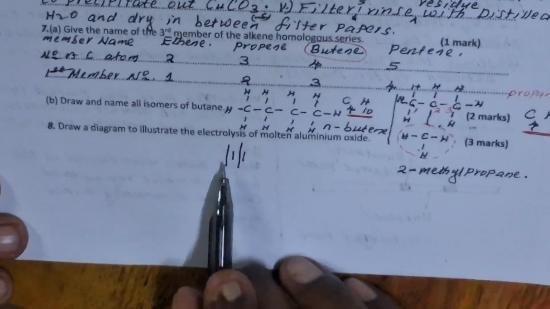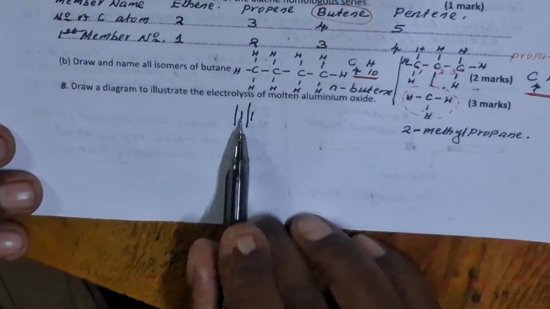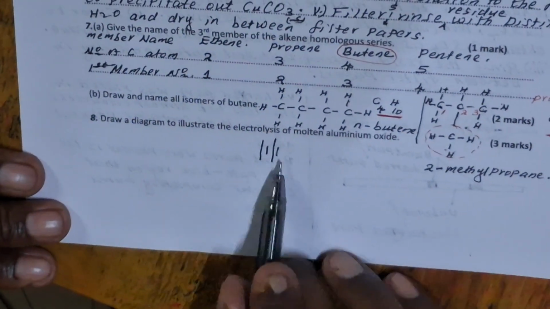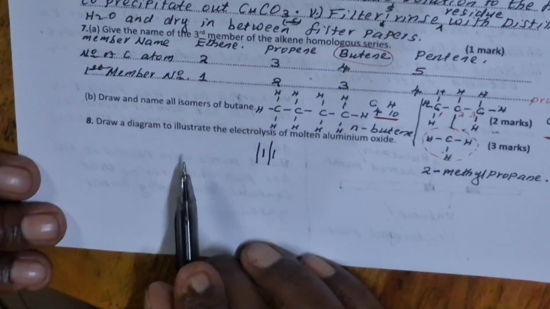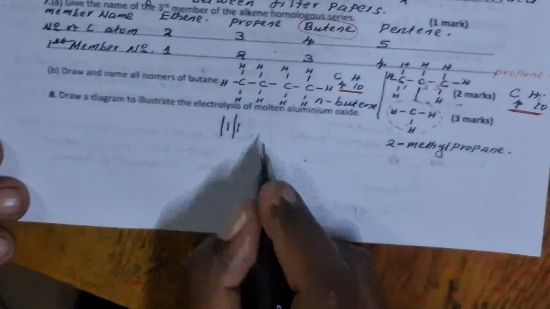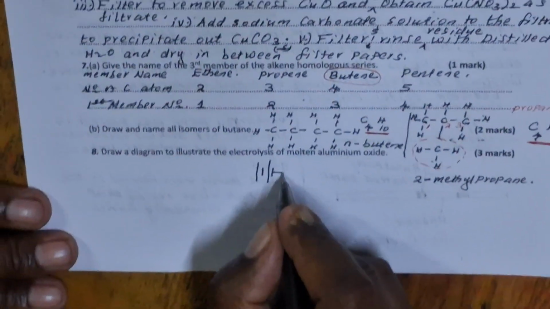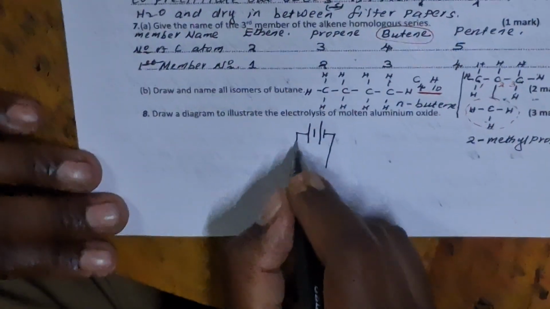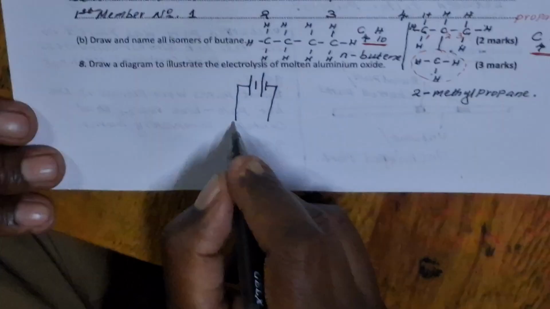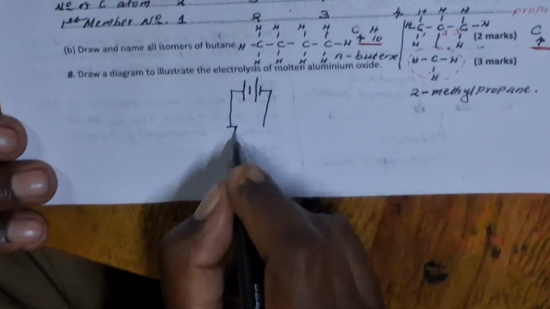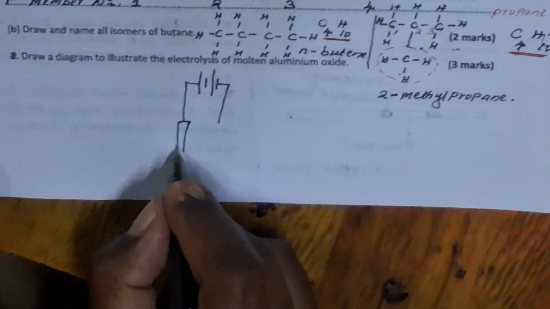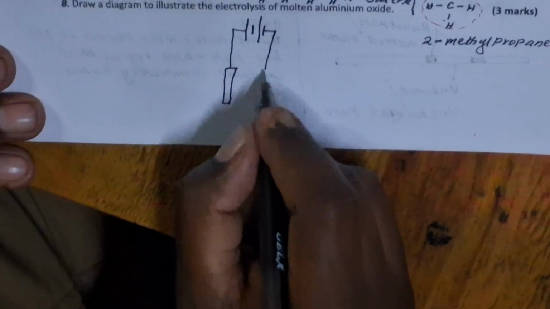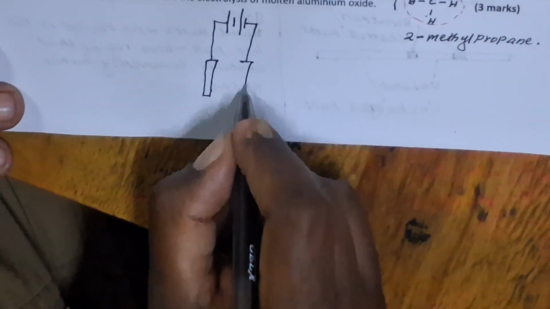One long stroke and one short stroke is one dry cell. So if we have 2 long strokes and 2 short strokes, then this is a battery: 2 dry cells which have been put together. So you draw it like that, and you move down like this. You connect it to an electrode like that. You connect this one to another electrode like this.